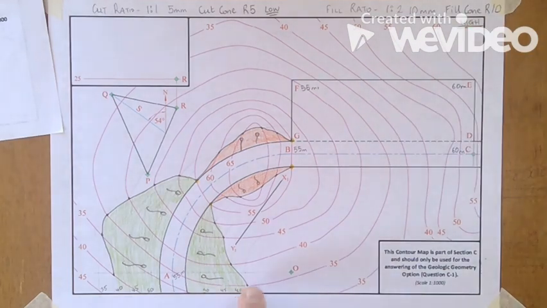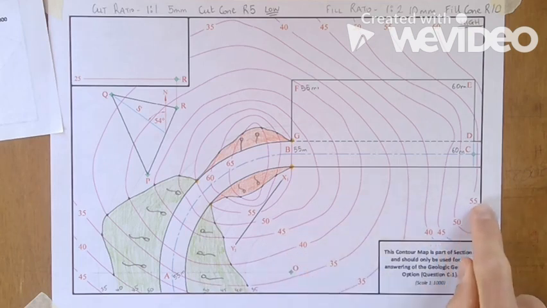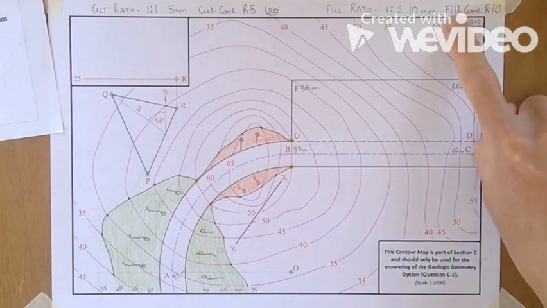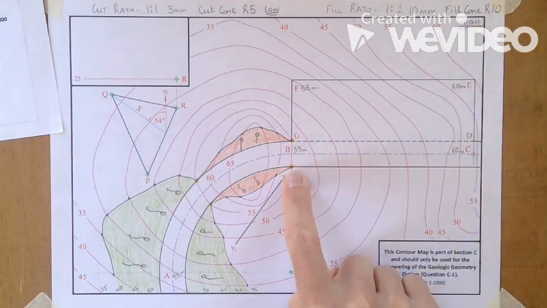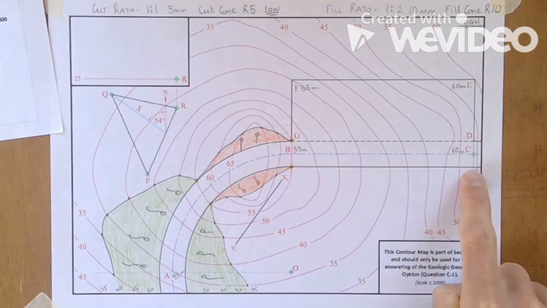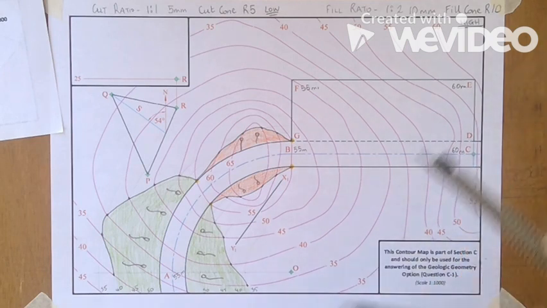From B to C now we need to look at our contours. These contours here are all less than 55, so we're going to be using the fill cone to fill up to that height. We're going to be using a fill cone of radius 10 and it has to go at the high side of the roadway. This is the low side because it's 55 meters. This is the high side, which is 60 meters. So we're going to draw a cone at point C with a radius of 10.